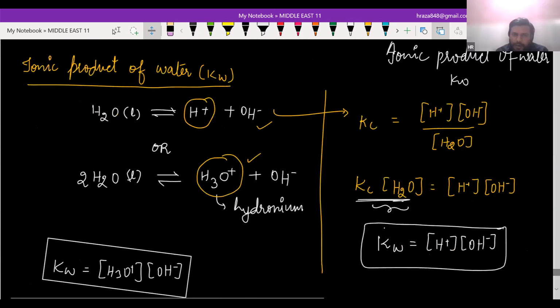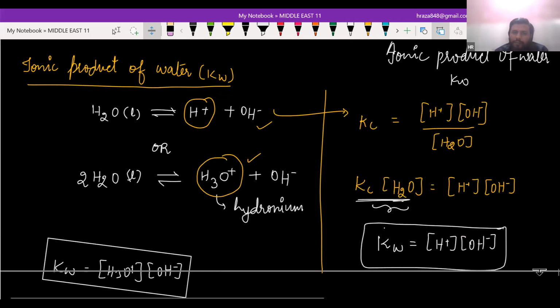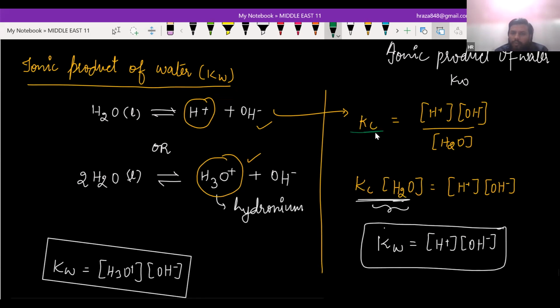So this is basically the ionic product of water, like we found Ka and Kb. In the same way, we found Kw. Kc for this dissociation, we calculated at the end Kc into H2O, we just replaced by Kw, which is known as the ionic product of water.